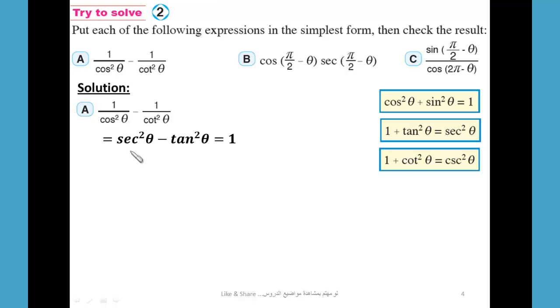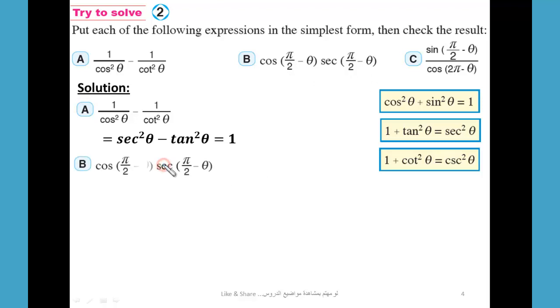Again, how do we deduce this? We know that 1 plus tan square equals sec square. So sec square minus tan square equals 1. So the simplest form for these two fractions is 1. And you can check your answer using some values of theta, not all the values of theta, because this is an equation, not an identity.